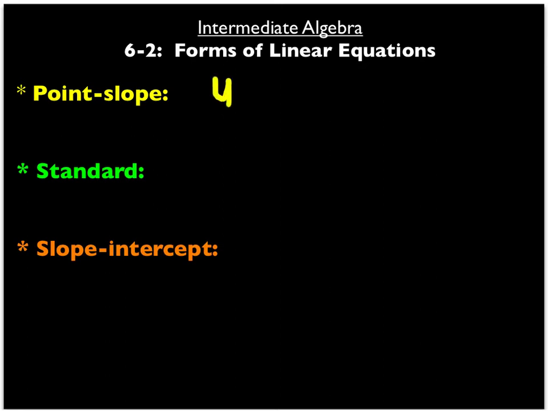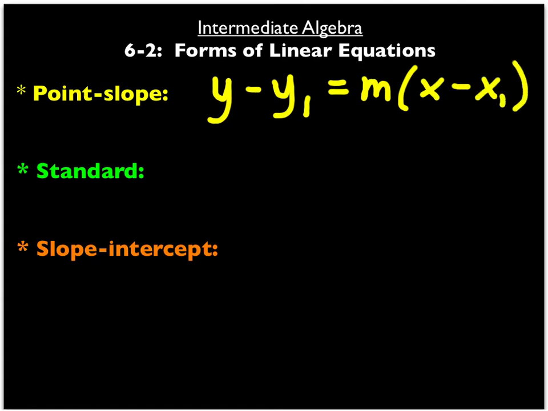Point slope looks like this: y minus y1 equals m times x minus x1. Looks pretty confusing, but the idea here is that you'll be given two coordinates, and their coordinates are x1 and y1. That's the given point, and then you may remember that m stands for the slope. So this is a really good form to start with when we work with these other equations.